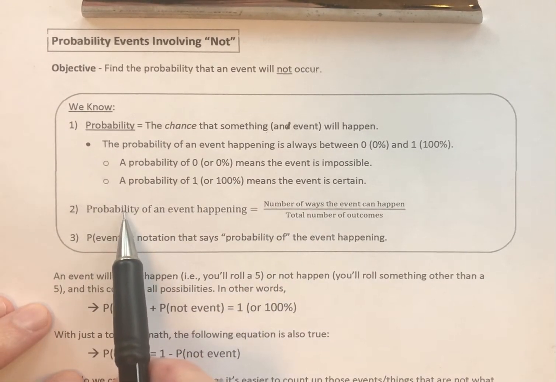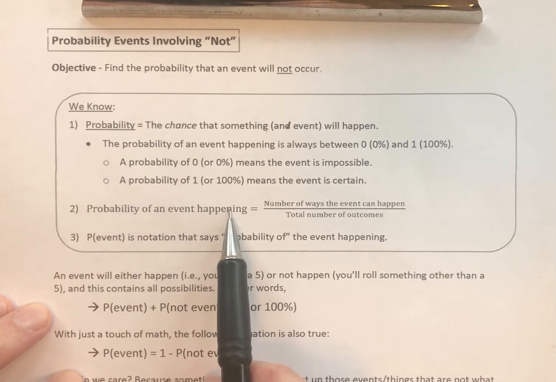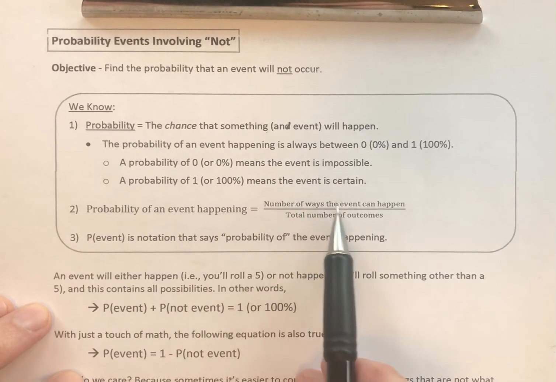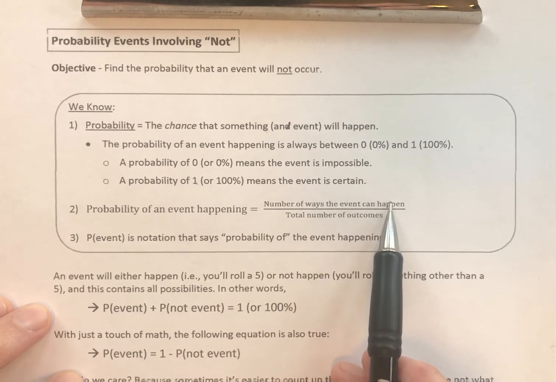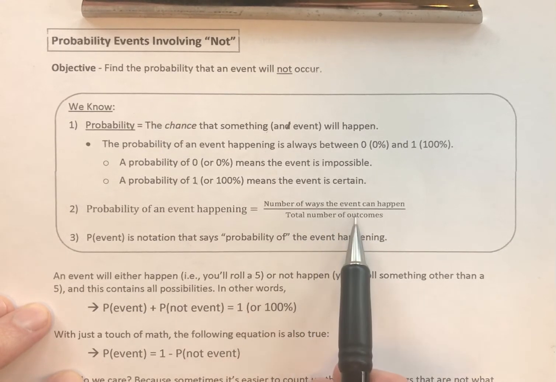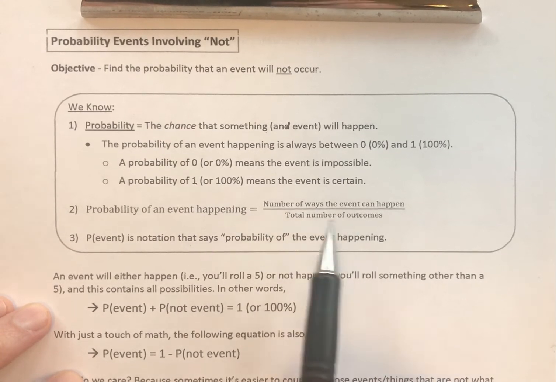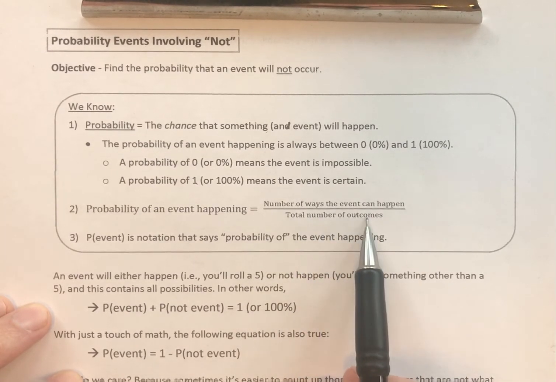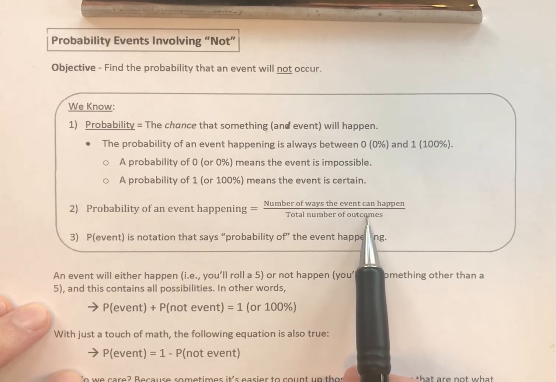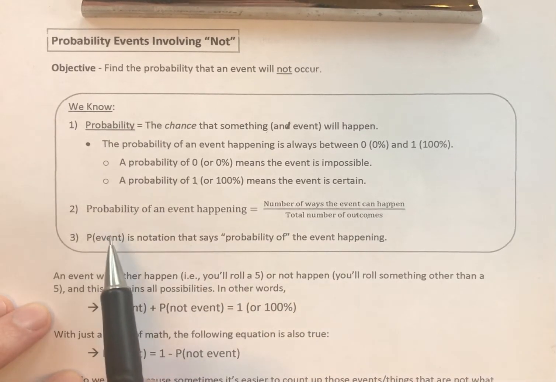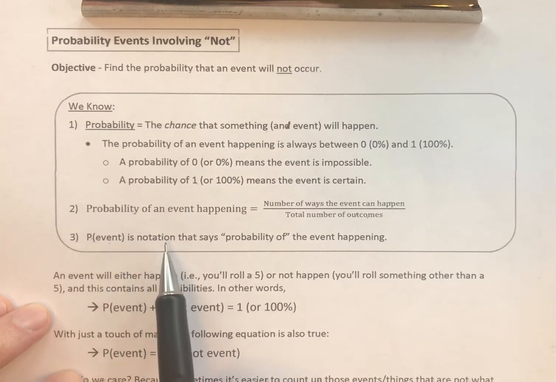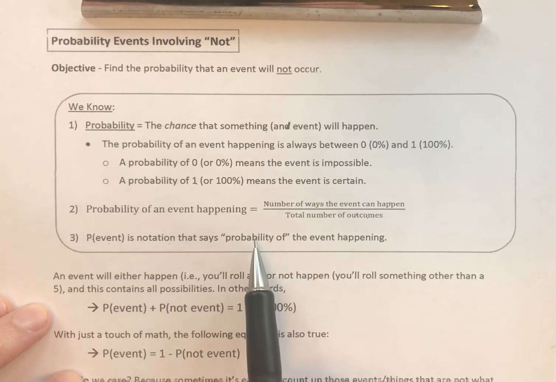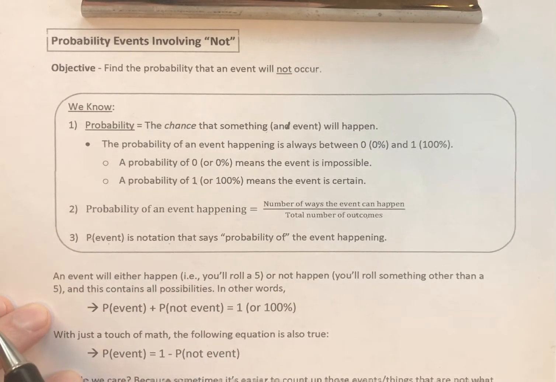And we saw that the probability of an event happening is equal to the number of ways the event can happen as a numerator divided by the total number of outcomes in the denominator. It's always a proper fraction between 0 and 1. If you remember, we found the total number of outcomes using the fundamental counting principle as necessary. And we learned that P with the event in parentheses is notation that says probability of the event happening.